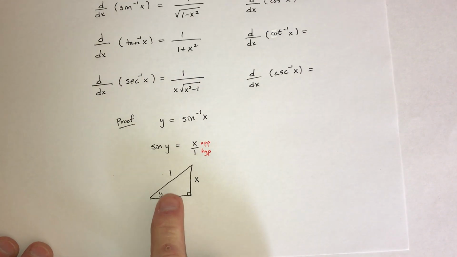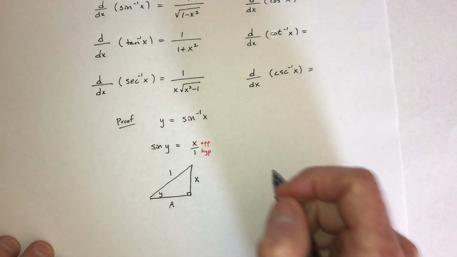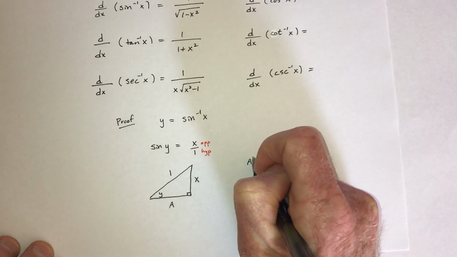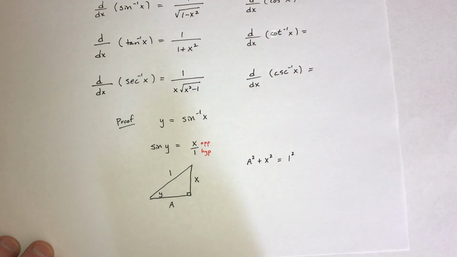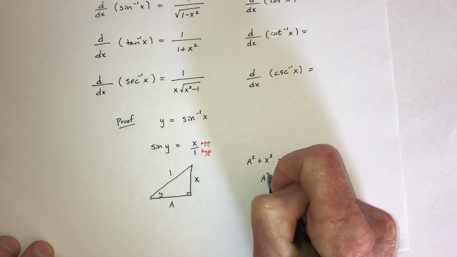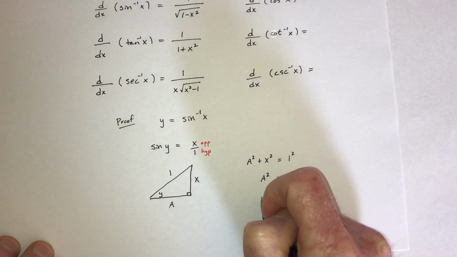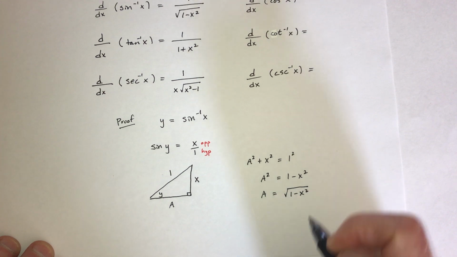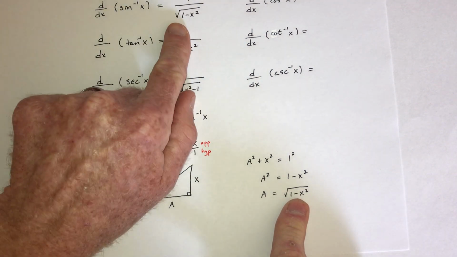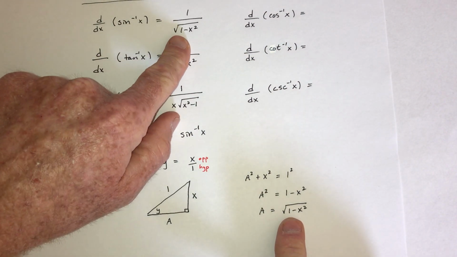Now I need to solve for this missing side right here. So I need to use some variable. I'll just call it letter a. If you do the Pythagorean theorem, that would say a squared plus x squared equals 1 squared. Or in other words, a squared is equal to 1 minus x squared. And take the square root, so a is equal to the square root of 1 minus x squared. Suddenly, this is starting to make a little more sense.